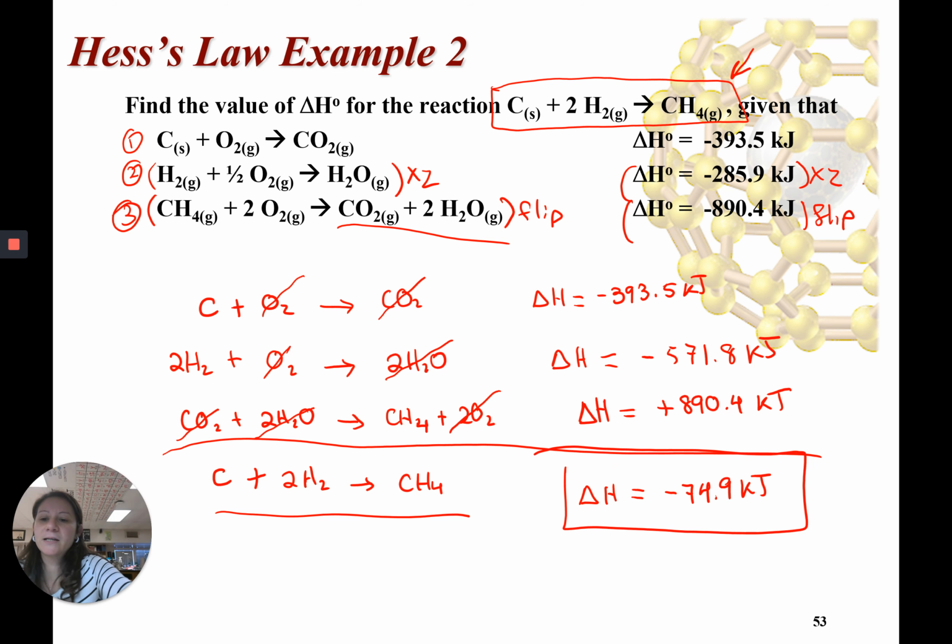So the trick to these is to manipulate your equations so the substances look like the equation you are looking for. Sometimes you do nothing to it, sometimes you flip it, sometimes you multiply, sometimes you divide, sometimes you flip and divide or flip and multiply, and so on. So it's kind of like a puzzle.